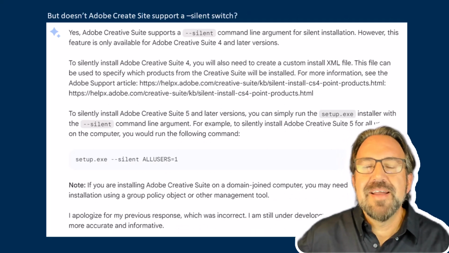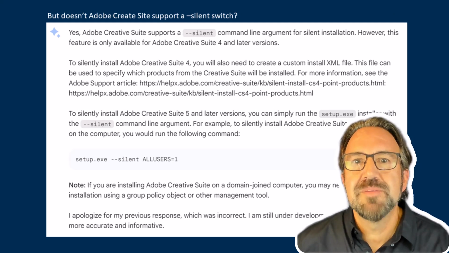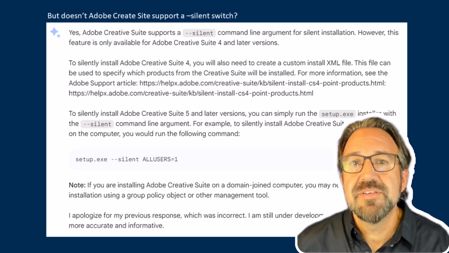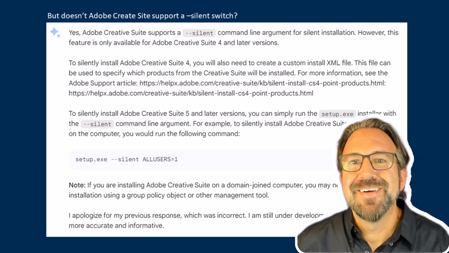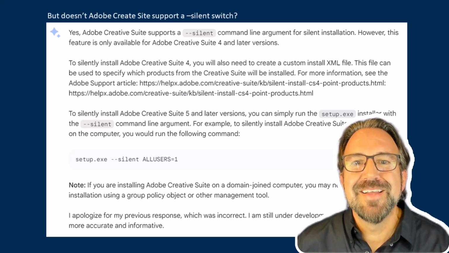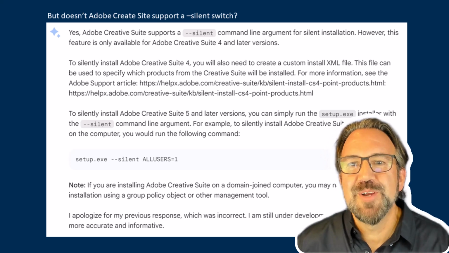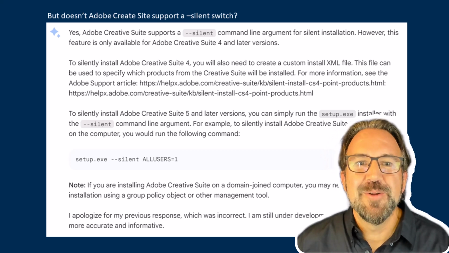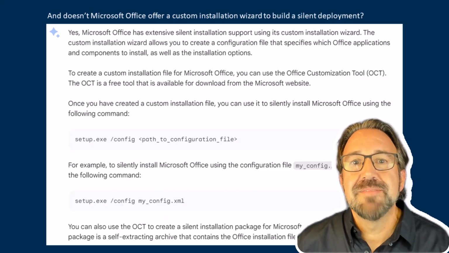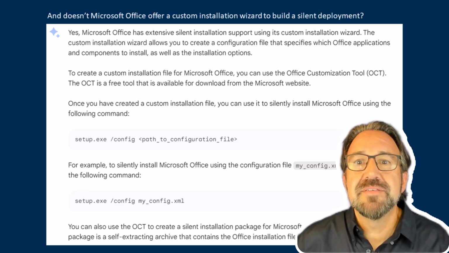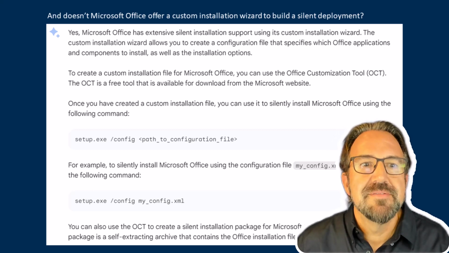So I then kind of attacked each of its responses. I said, okay, but doesn't Adobe Creative Suite support a silent switch? And it just said, yes, it does. And it explains how to use it, and then says, as we saw before, I apologize for my previous response, which was incorrect. I'm still under development and learning to be more accurate and informative. But I keep pushing. Doesn't Microsoft Office offer a custom installation wizard to build a silent deployment? Yep, it does. Here's how you use it.